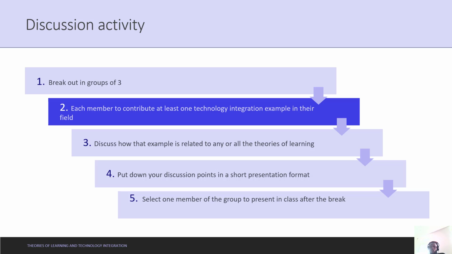At this stage, we will break into 3 groups based on how we are seated. Each member of your group will be expected to present at least one technology integration example in their area of specialty and proceed to discuss that example in the group. You can delegate one person to take notes and make summary of the points noted. Compile such summaries in a PowerPoint presentation, and after the break, begin the presentations. Thank you.